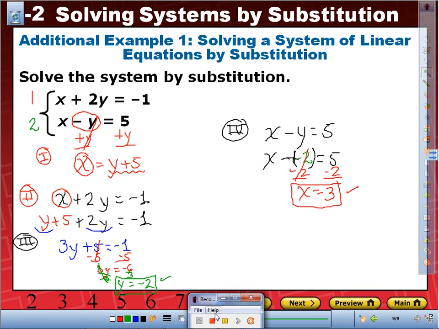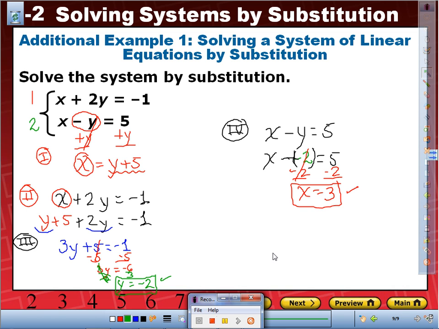All right, so check this out. Once again, our steps. Step 1, solve one of the equations for one variable. Did we do that? Yes. Step 2, substitute that one into the other equation. Did we do that? Yes. Step 3, solve for the remaining variable. Did we do that? Step 4, substitute that variable into one of the two equations. Yes, we did that, and we solved for the remaining variable.